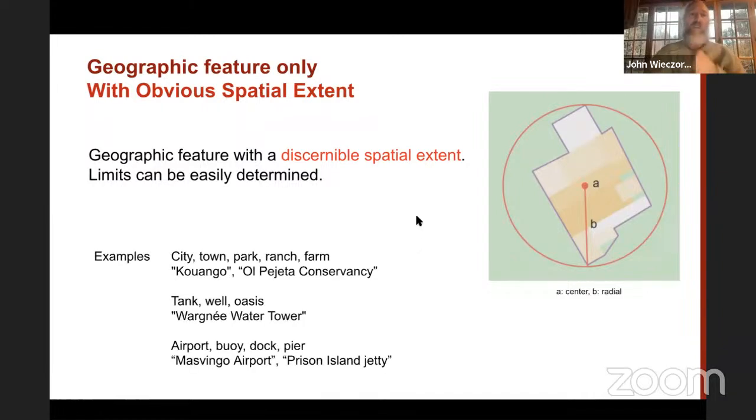So examples of geographic features with obvious spatial extents are cities, towns, parks, ranches. Smaller things like tanks or wells or oases, and more utilitarian type things like airports, buoys, docks, and piers. And you can see examples of each of those things there. So all of those are features with obvious spatial extents.